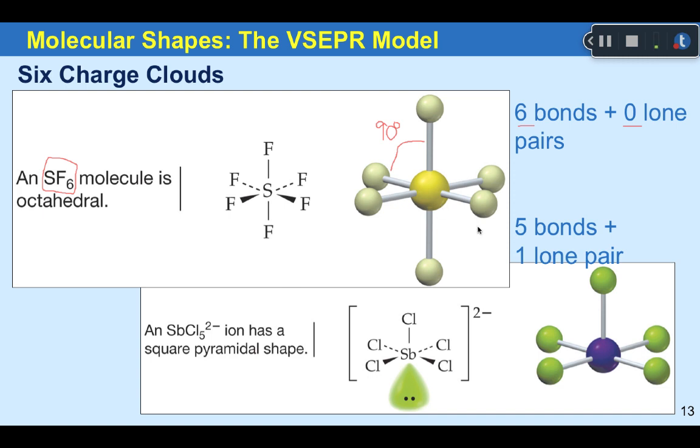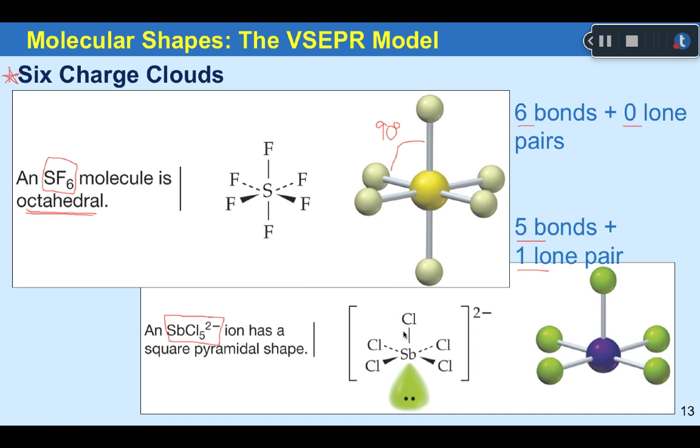If instead we come to the next choice, and that is to have 5 bonds and 1 lone pair, remember we're looking at altogether 6 charged clouds for this section. 6 charged clouds that are all pushing each other as far apart as possible is no longer octahedral in geometry because one of those points is only a lone pair. And so if you look at the example with antimony and 5 chlorines, don't ask me the specific name here, that's not important. It has a -2 charge. It's an interesting ion that just fits this example. There's going to be 5 chlorines attached to the antimony, but there's also a lone pair.